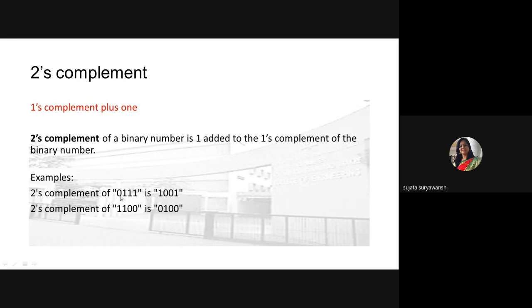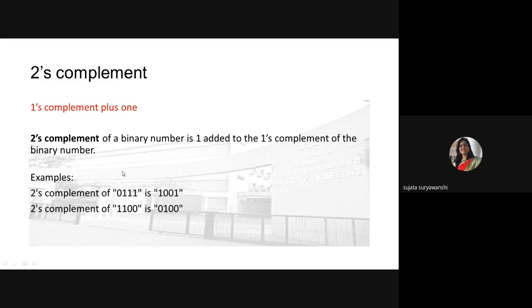Suppose your number is 0111. If you want to find the 2's complement of this number directly, without getting the 1's complement and adding 1 to the LSB of the 1's complement, just start with the LSB bit. Here the LSB bit is 1. Write down all zeros as they are till you get the first one after scanning from the LSB.